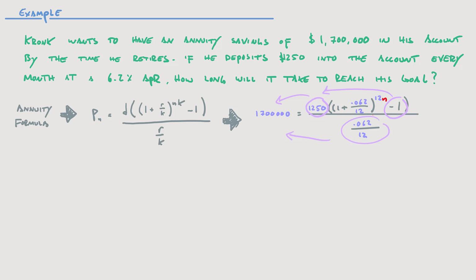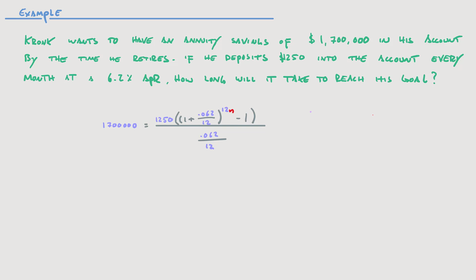There are three things we need to move over to the other side of the equation. I'm going to start by manipulating this one equation until we have our answer. The first thing I'm going to do is get rid of the denominator. This whole thing is being divided by 0.062 over 12, so I'm going to multiply both sides by 0.062 over 12. It cancels on this side and we're left with this.